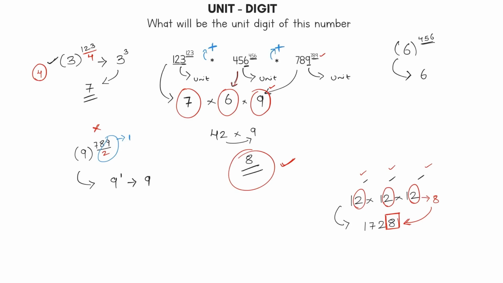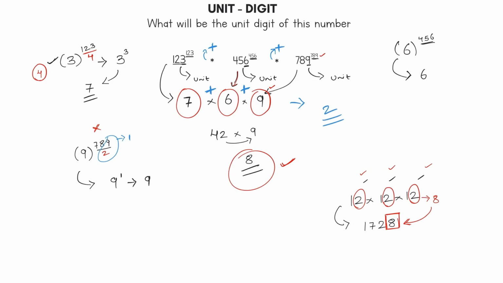So what will you do? You also put a plus here. So if I put a plus, what will be the answer? 7 plus 6 now. That will be what? 7 plus 6 will be 13 plus 9. 13 plus 9 will be what? 22. Unit digit will be 2.